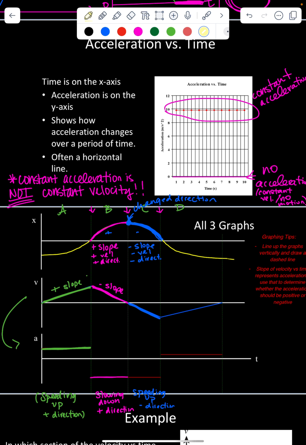Now, one big thing that I want you to see is this point right here. It's not so easy to spot up here, but it should be like a beacon going off. Whenever you have something that crosses the x-axis on a velocity versus time graph, that means that it has gone from the positive direction to the negative direction. So that means that we have changed directions. We have changed our direction at that point.